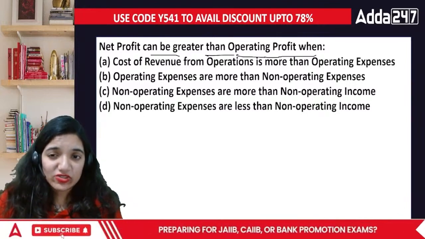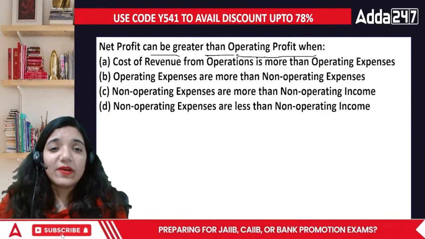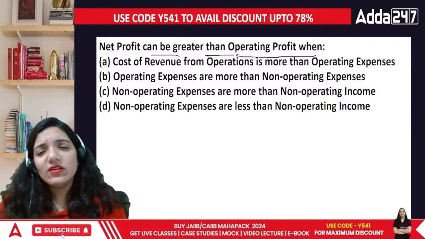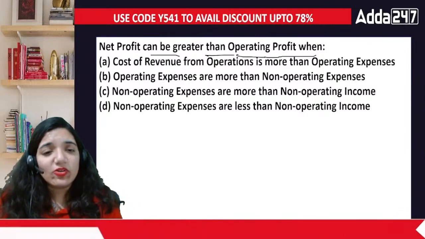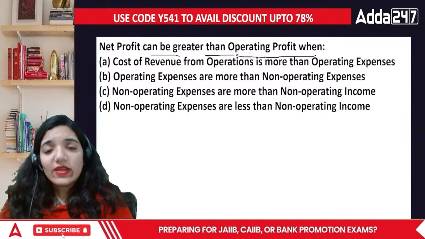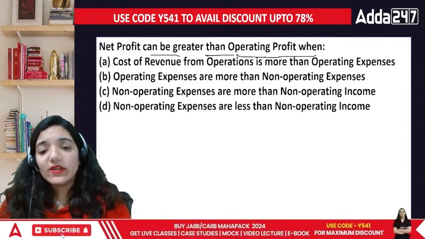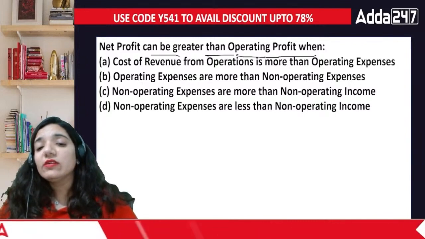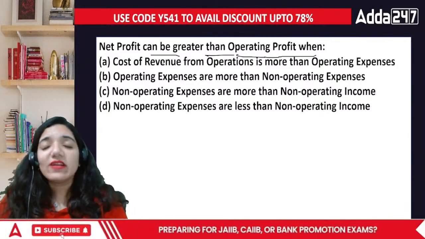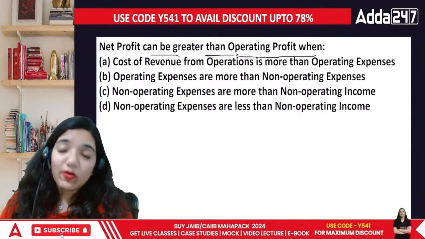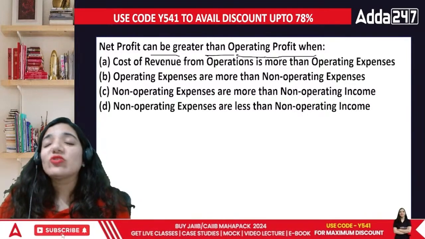Cost of revenue from operations is more than operating expenses. Operating expenses are more than non-operating. Non-operating expenses are more than non-operating income, and non-operating expenses are less than this. Okay, when we talk about operating profit being more, that can be because of the non-operating expenses, the ones which are not related to the business, because you are operating in the business. That means it is not related to the business.